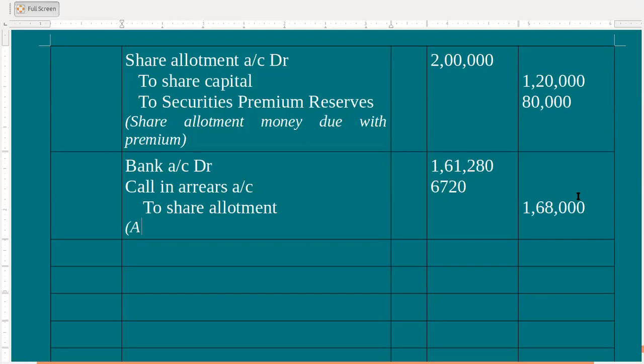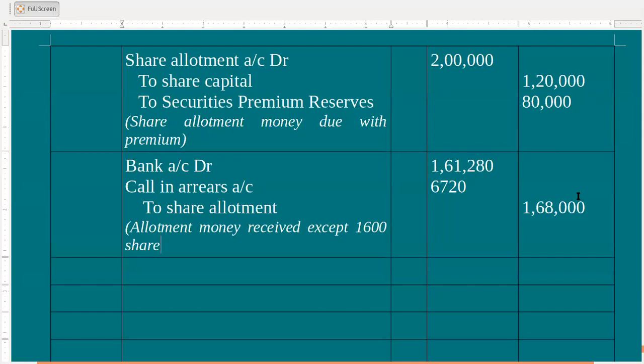Share allotment money received. Allotment money, Mukesh, received. That's all? We received all allotment money? No, Mukesh's calls are in arrears, except Mukesh's 1,600 shares. Shares of Mukesh. Okay. Fine. Now, allotment money we received.